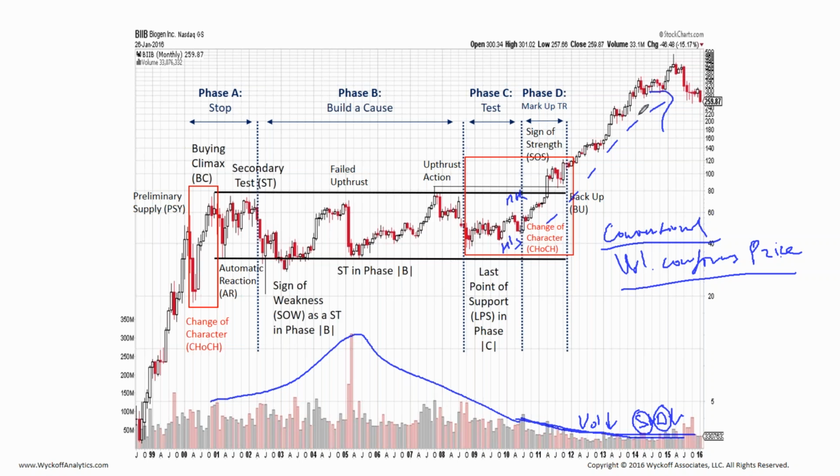Bruce has mentioned that big institutions are going to control the supply of the stock once the accumulation is done, and it's only when they start distributing that float of stock that they have in their possession that we're going to have an increase of the supply, and that's when we're going to have the first changes of character for the whole trend.